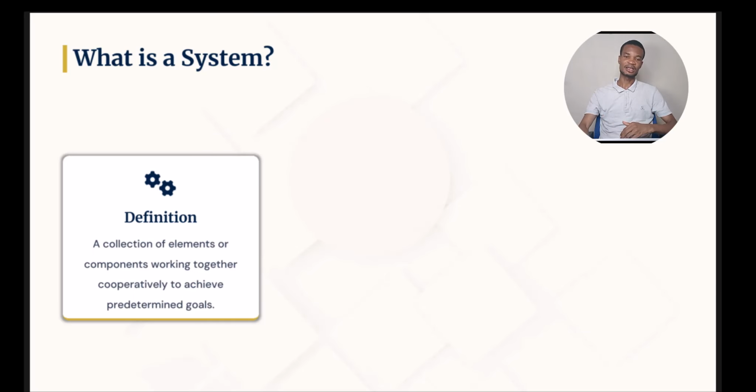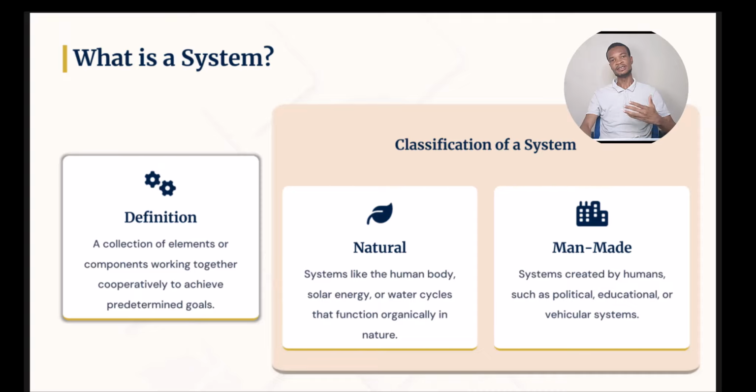So what is the classification? How do we classify a system? A system can be classified into natural and man-made systems. Natural systems are systems like the human body, the solar energy system, the water cycle or the water system that function organically in nature. We can even call them renewable systems. So natural systems are not synthetic. They are made by nature. They are not human made.